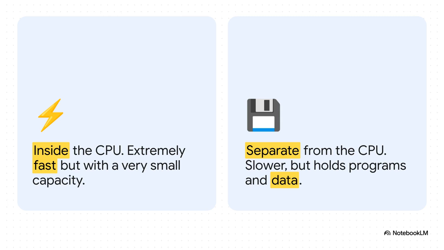On one side, you have registers. They are physically inside the CPU, they're unbelievably fast, but they can only hold a few bytes of data. On the complete other end of the spectrum, you have RAM. It's a separate chip, it's much slower, but it holds gigabytes of information. The entire system is just this constant, delicate balancing act between speed, size, and of course, cost.